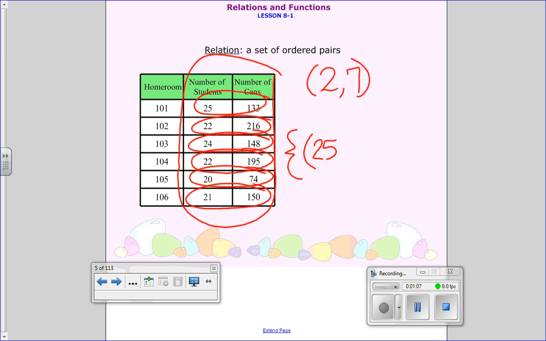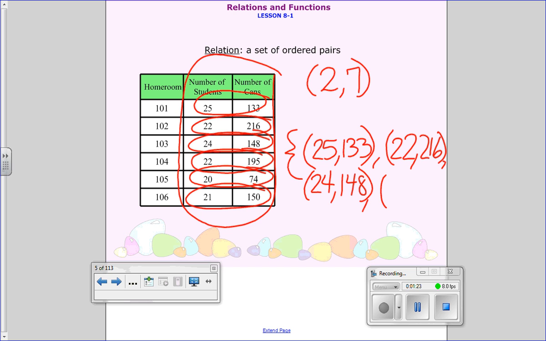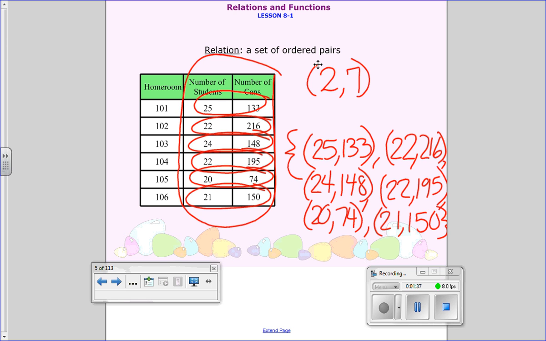Well, 25, 133, 22, 216. And again, I'm just putting a comma between each ordered pair here. 22, 195, let's see, 2 left, 20, 74, and finally 21, 250. There we go, and put the other bracket around it. So this is considered a relation, what I just did in red.